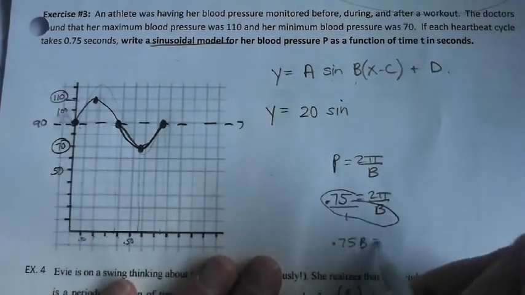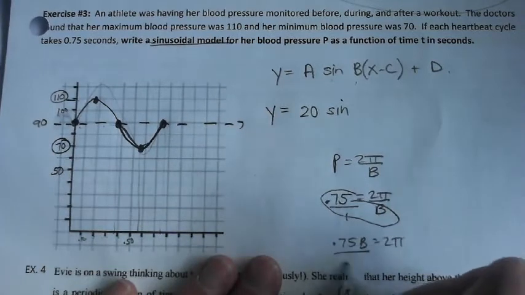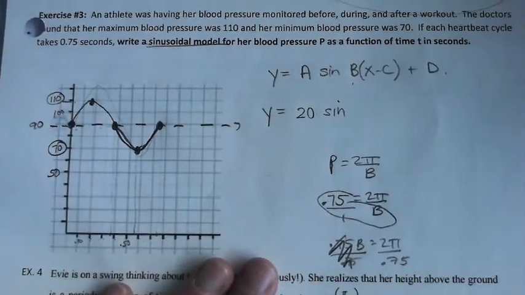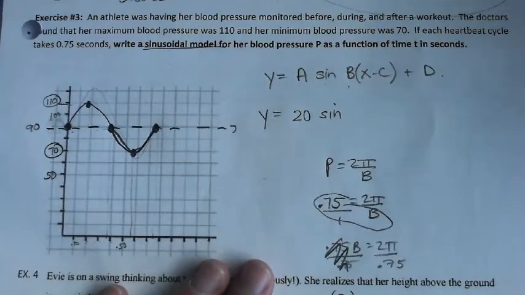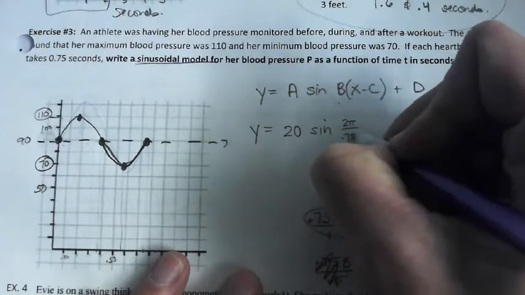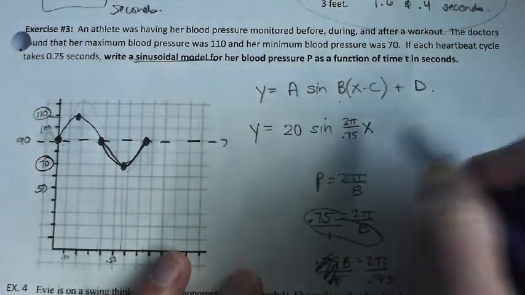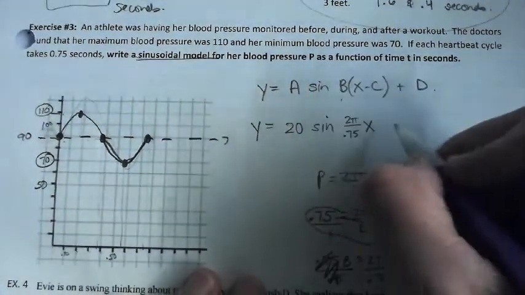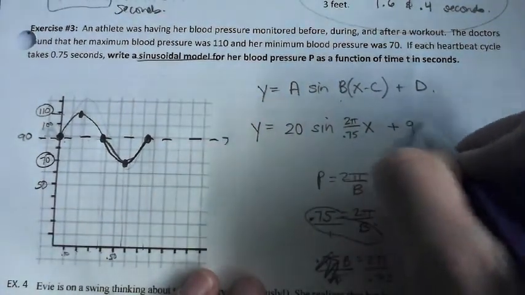0.75B equals 2 pi. Divide both sides by 0.75. I'm definitely not going to divide that out. I'm going to keep it as this fraction. So 2 pi over 0.75x. I don't have a phase shift, so I'm not going to deal with the minus 0 in the parentheses. And then plus my midline, which is 90.